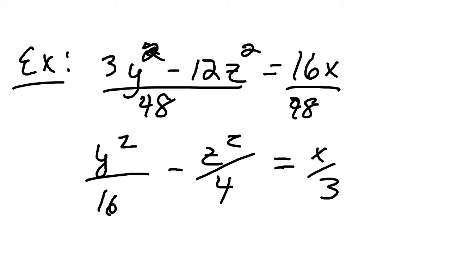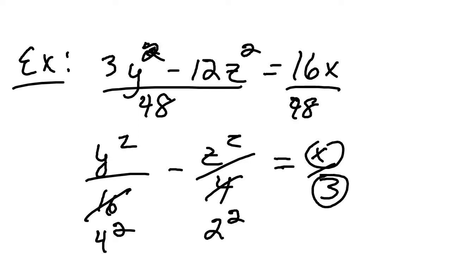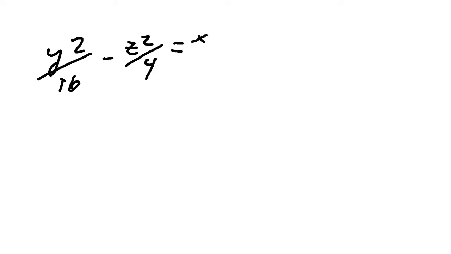And then of course I could write that as 4 squared, and I could write this as 2 squared. I do not need to rewrite this one because that's just an x, not a squared. So don't worry about that. Let me erase to give myself some room here, and I'm just going to rewrite that: y squared over 16 minus z squared over 4 equals x over 3.